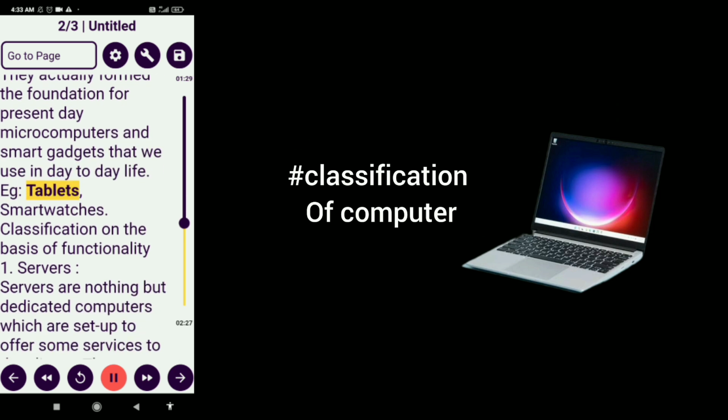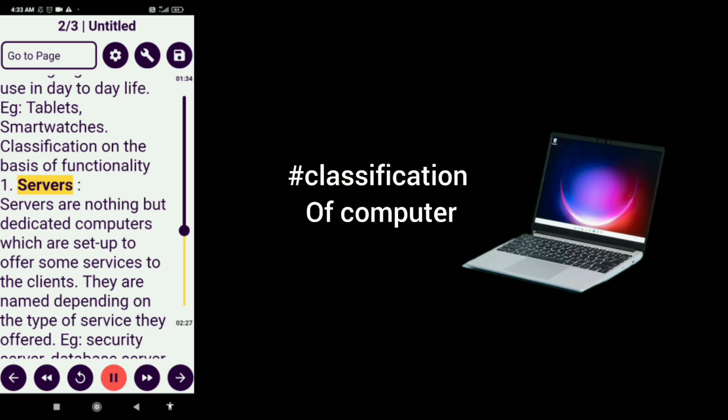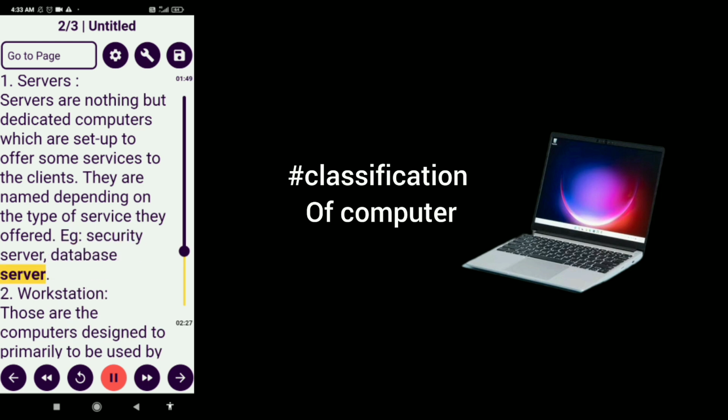E.g., tablets, smartwatches. Classification on the basis of functionality. 1. Servers. Servers are nothing but dedicated computers which are set up to offer some services to the clients. They are named depending on the type of service they offer. E.g., security server, database server.